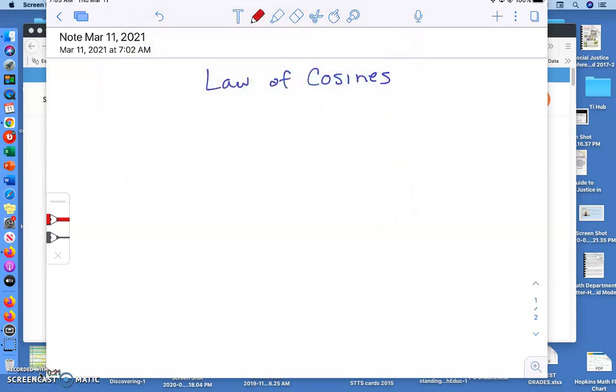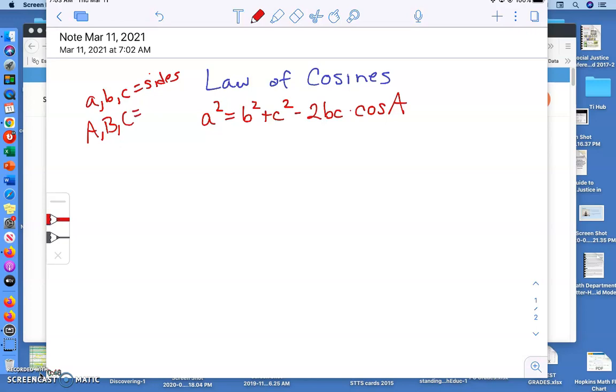So the law of cosines is a squared equals b squared plus c squared minus 2bc times the cosine of A. And remember, little letters are sides and capital letters are angles.